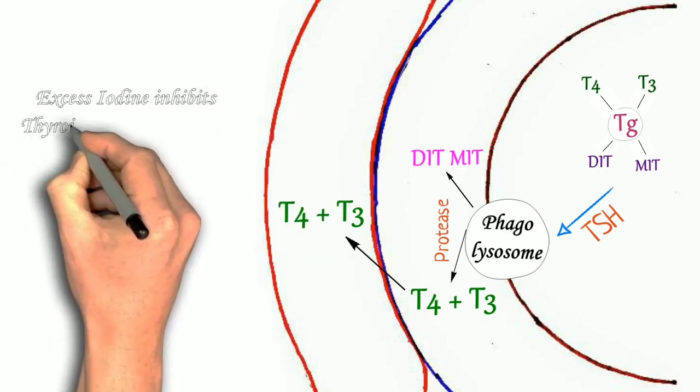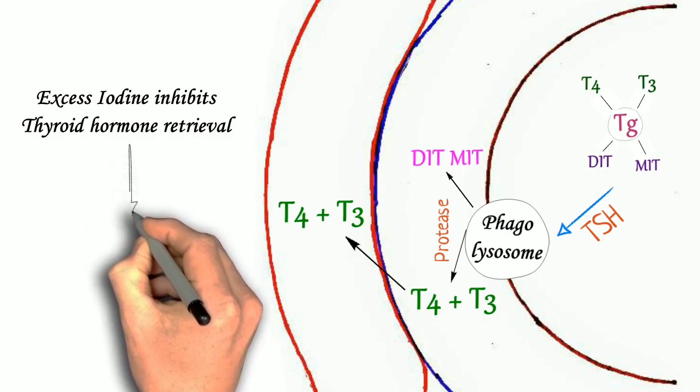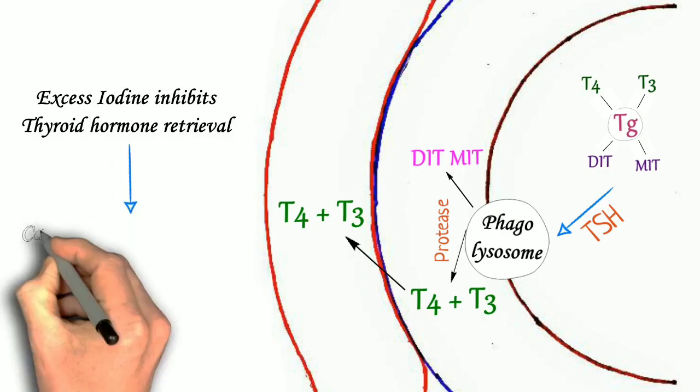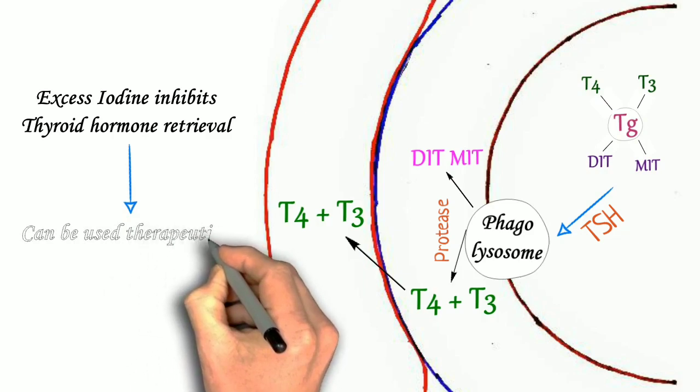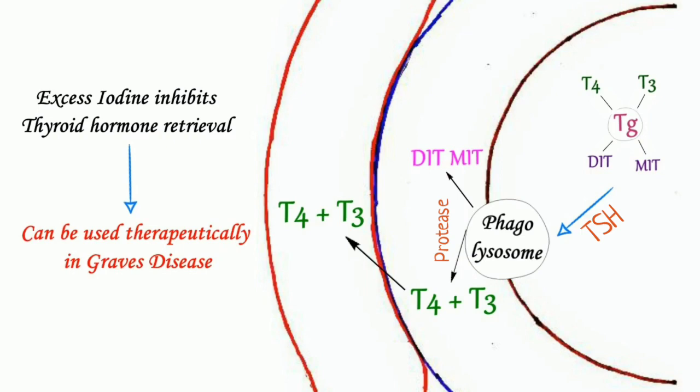Now, interestingly, this action is inhibited by large amounts of iodine that can be used therapeutically in the treatment of patients with hyperthyroidism caused by Graves' disease. Then, as mentioned in the earlier part of the discussion, MIT and DIT are ultimately deiodinated by the DEHAL1 enzyme, and this iodine returns to the follicular lumen and contributes to the source of iodine along with the iodine from blood.